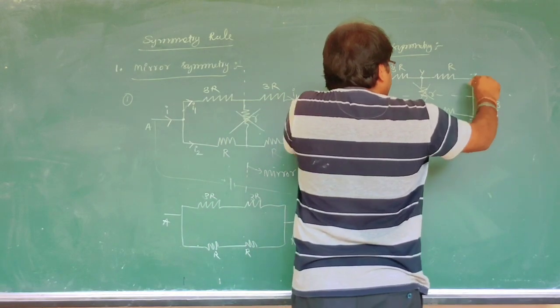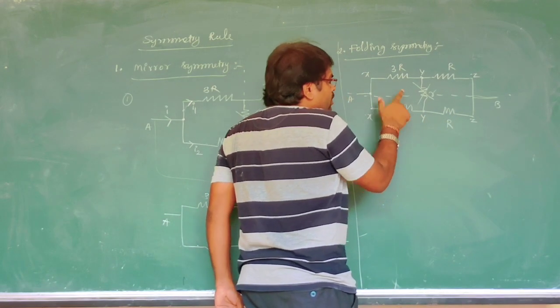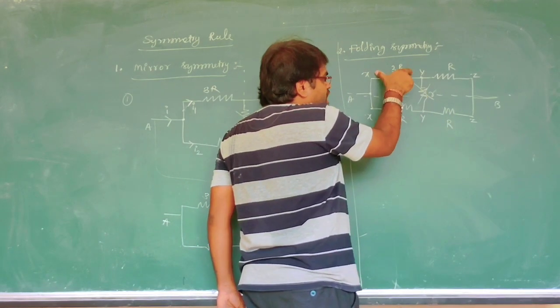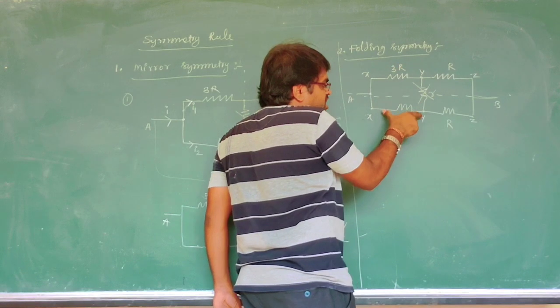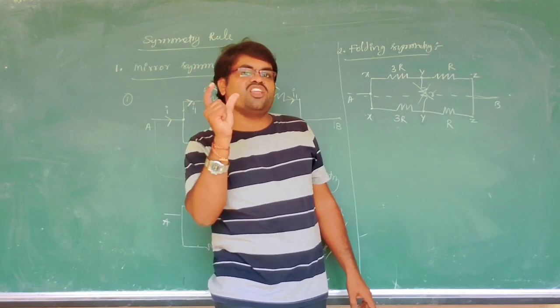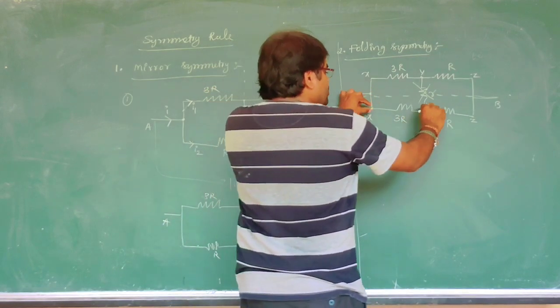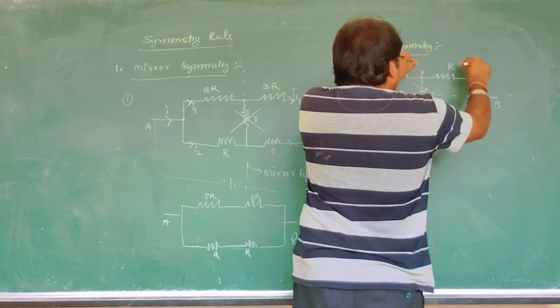We are folding to this because, see, X and Y, both have the same potential difference. That's why these two are in parallel. We know that in a parallel combination the potential difference is the same. Now it is folding to it.